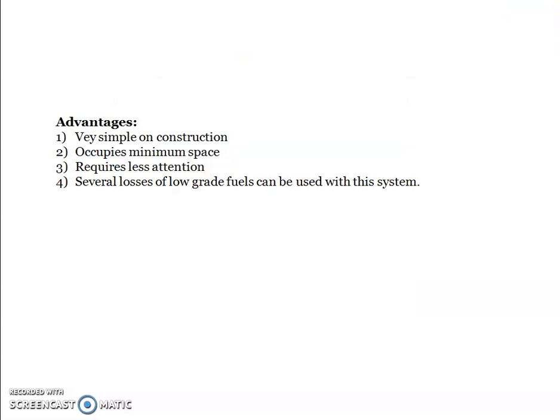And the advantages are: it is very simple in construction and occupies minimum space. It requires less attention. Low-grade fuels can be used within the system. So these are the draught systems, the various draughts which are used in the power plant.